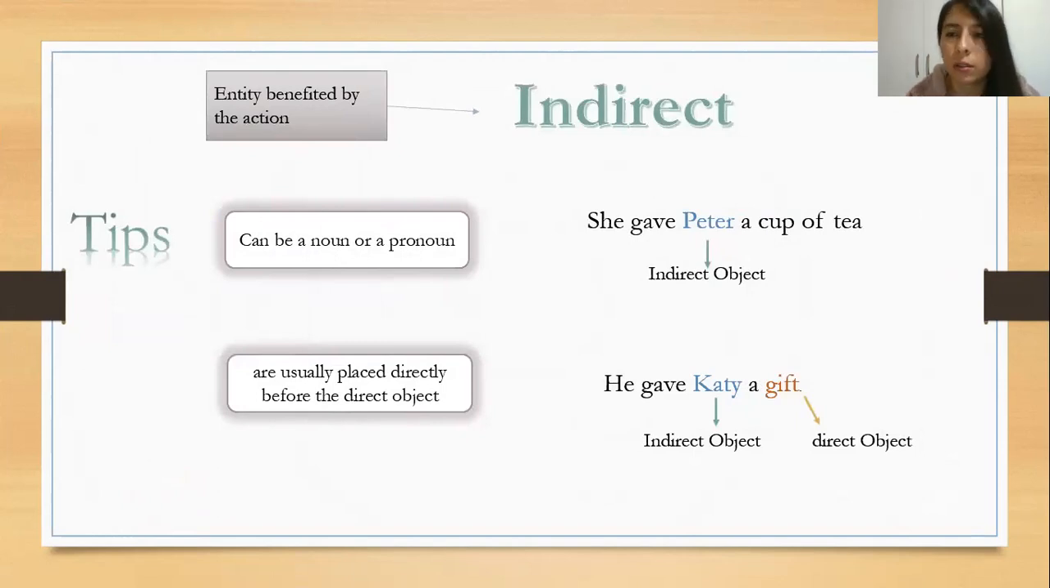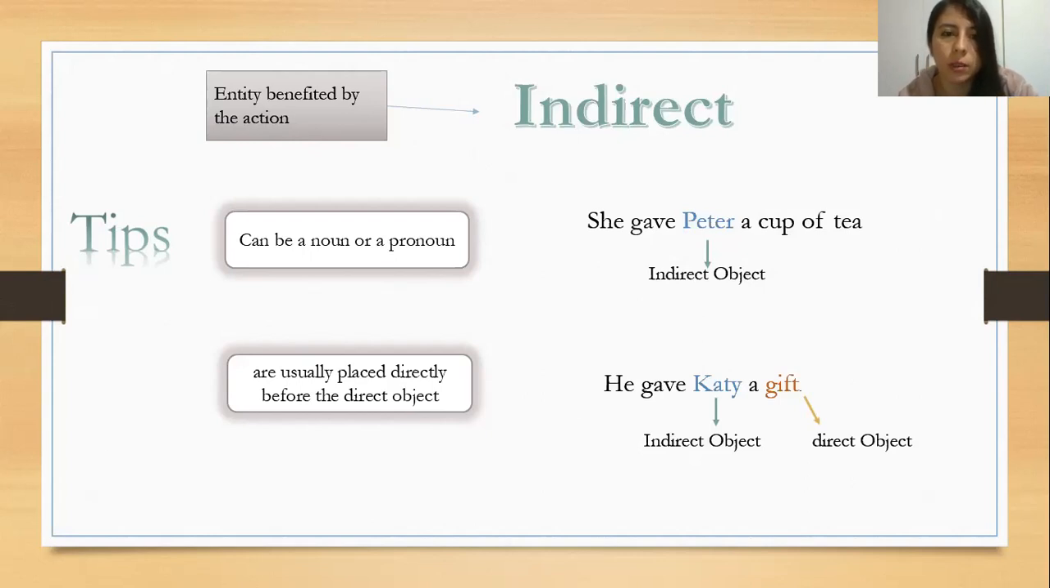The indirect object is the entity benefited by the action. Something to recognize the indirect object is that it tells to whom or for whom the action of the verb is done, and it receives the direct object. It is a noun phrase, so it can be a noun or a pronoun. In this case, there is an example: she gave Peter a cup of tea. Peter is the indirect object.